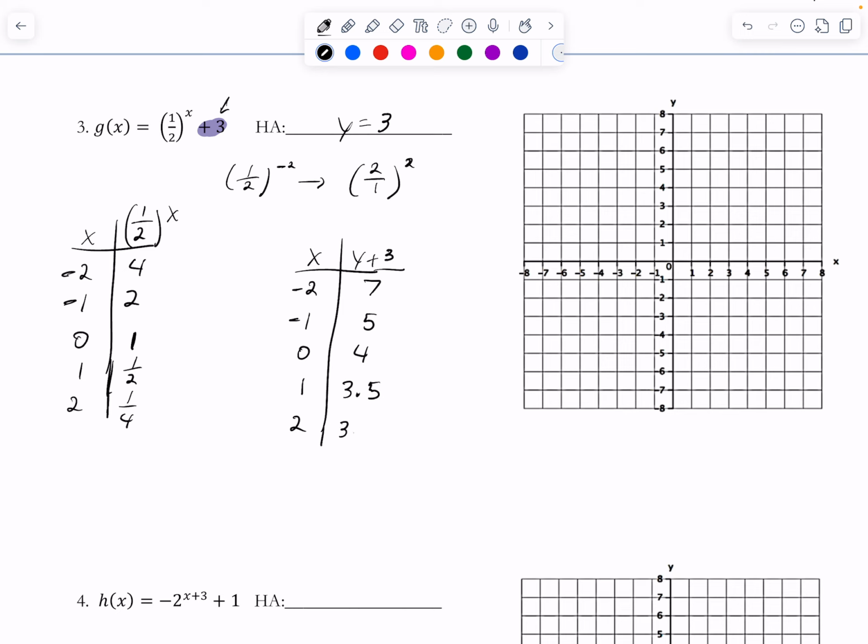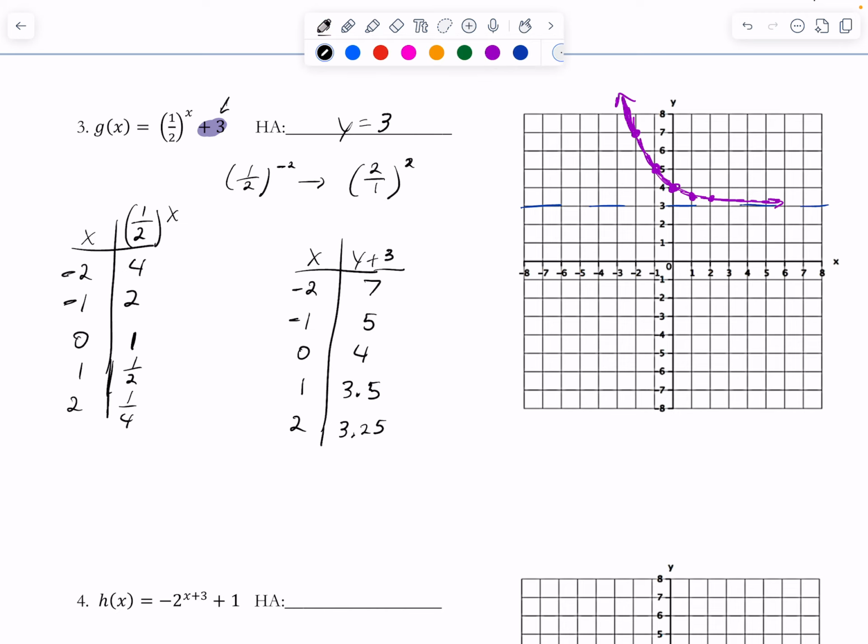3.5, and then 3.25. So graphing this one: (-2, 7), there we go, (-1, 5), (0, 4), (1, 3.5), and then (2, 3.25). And again, we're getting closer and closer to that horizontal asymptote at y = 3, right? That's kind of the first time we've had the asymptote not at the x-axis. All right, so just make sure you don't cross that horizontal asymptote. So it's still decay, but we moved it 3 units up.